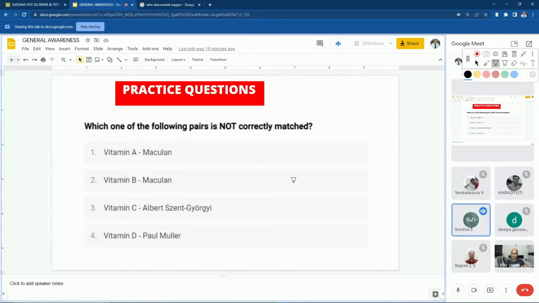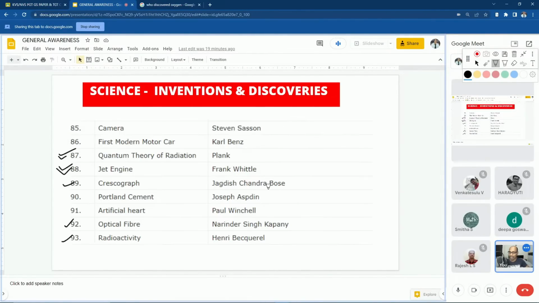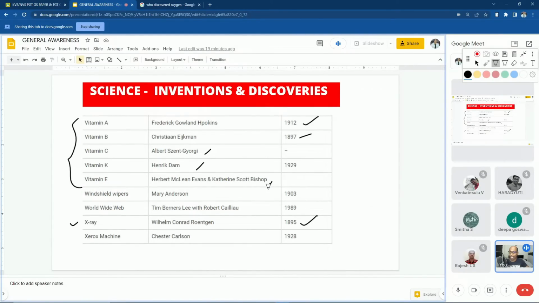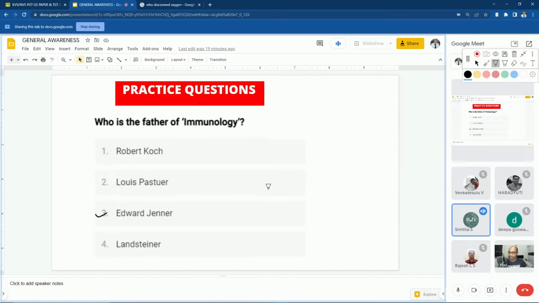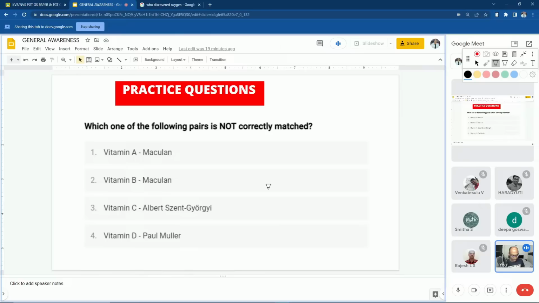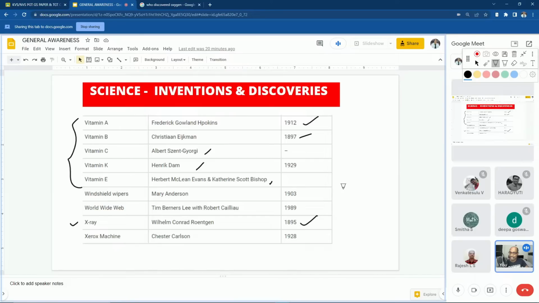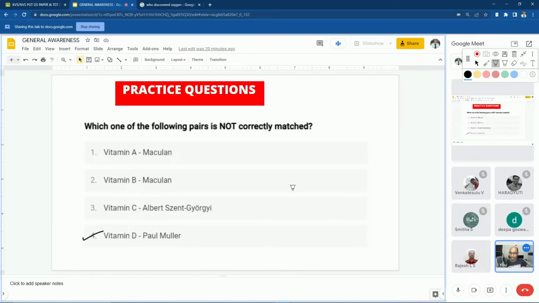Smita ma'am. Vitamin A was something else given, sir. Let us go back. Frederick Gowland Hopkins. Here it is given McCollum. So which one is wrongly matched? Is it vitamin A, vitamin B, vitamin C or vitamin D? According to my answer, I have selected option 3. Vitamin D, Paul Muller, is wrongly matched. So these people are associated with vitamin A, vitamin B and vitamin C. If we check once again, vitamin C is correct. McCollum, Albert Szent-Györgyi is coming here. Vitamin C is correct.